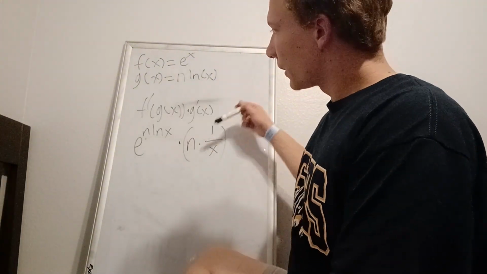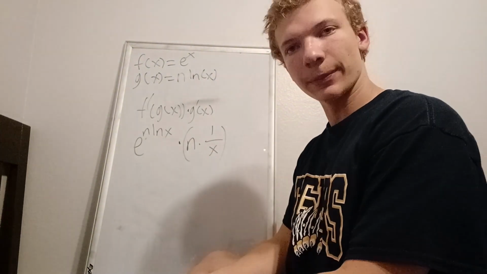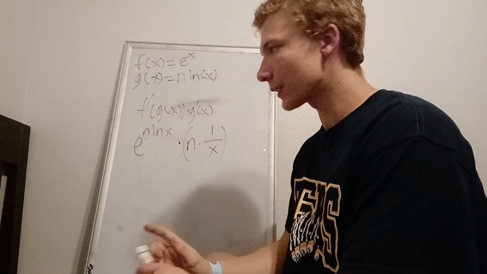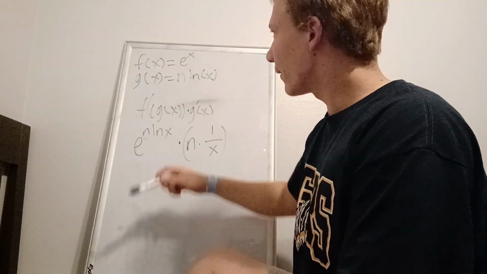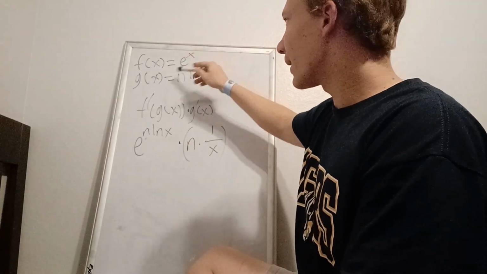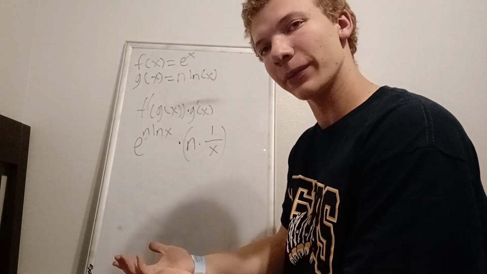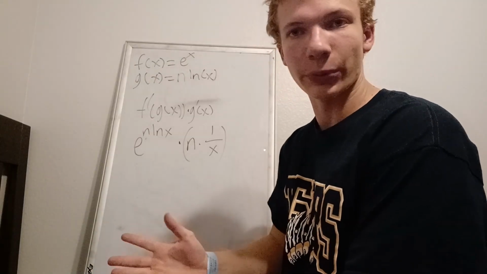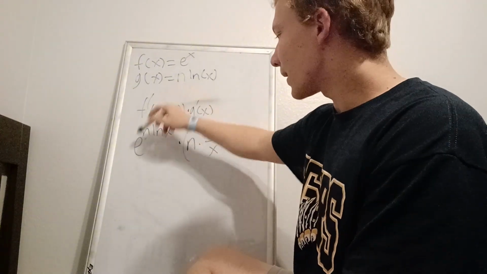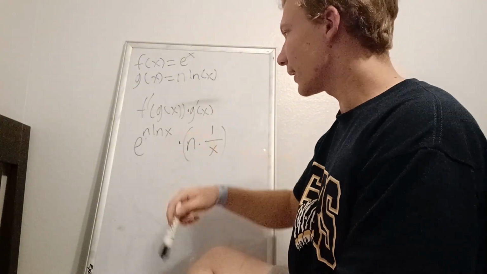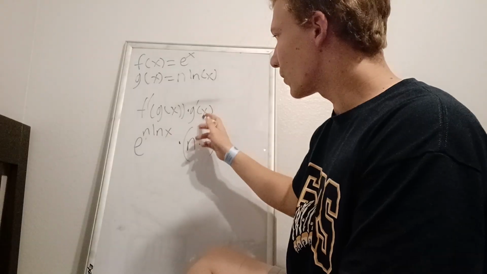Now, because of the chain rule, we know that we can simplify that derivative of f of g of x into f prime of g of x times g prime of x. Now, f prime of x is e to the x because f of x is e to the x, and f prime of x is still going to be e to the x. That's what we showed earlier. Which means that this is going to stay the exact same. We have e to the n ln x, and then times g prime of x.